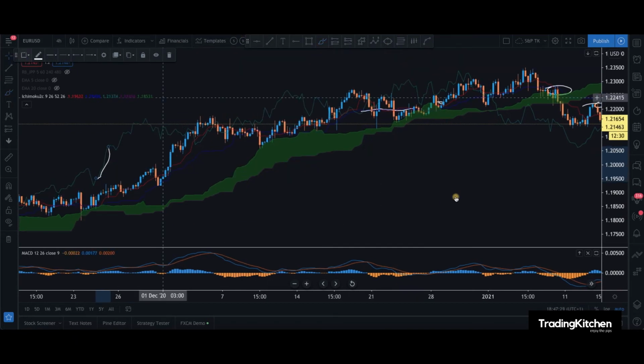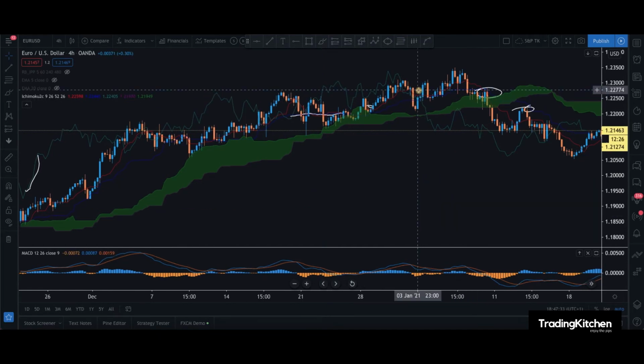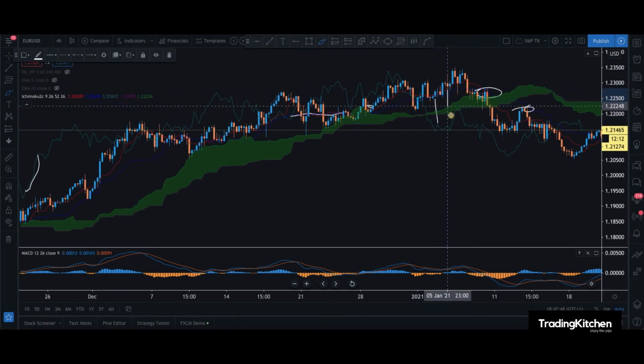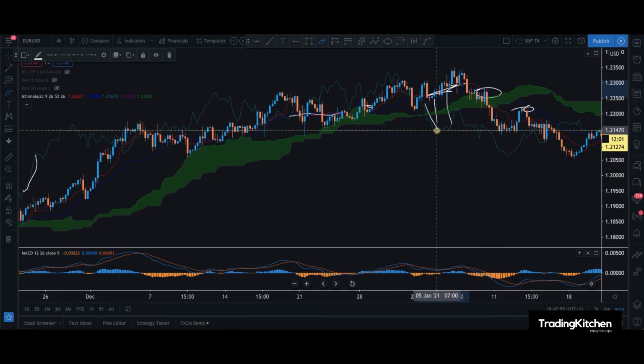Instead, when the lagging line is below the current market price, this indicates that the current prices are lower than the previous ones, like in this case. Here the lagging line, here the price. When you see this part of the lagging line, it means that we are here with the current market. But as the lagging line is below the market price, this suggests that we are in a bearish trend.